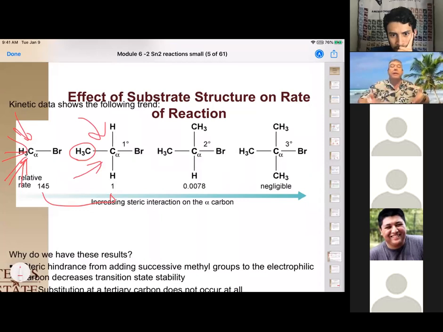And again, if we add another substitution, it slows it down even further, almost 7,000 times right there. And then by the time we get to that tertiary alkyl halide, you almost don't measure any product at all. So it would be very difficult to compare results. So the structure of the substrate greatly affects the rate of the reaction.